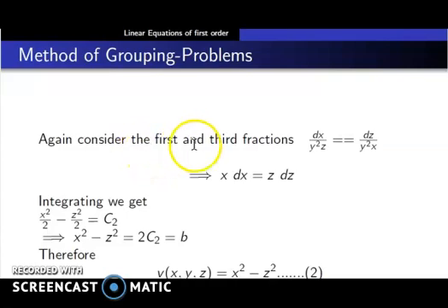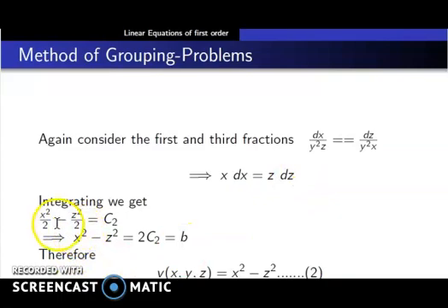Again, consider the first and third fractions. We can write dx divided by y square z is equal to dz divided by y square x. So here even though this equation contains the variable y, we can cancel that y on both sides, so we get dx by z is equal to dz by x. Now in this case also we can separate the variables, so we can write x dx is equal to z dz. Now integrating, we get integral of x dx is equal to integral of z dz.